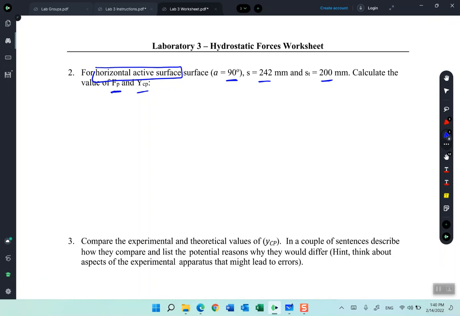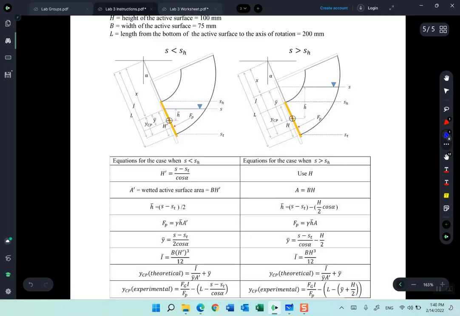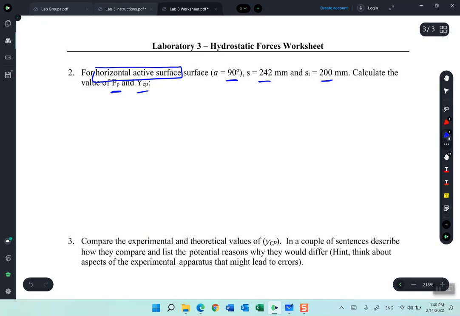So a quick question. Which case do you think we are here? As I said before, we have two cases. Case one, case two, and I am asking now, in which case should we be if we have a horizontal surface?